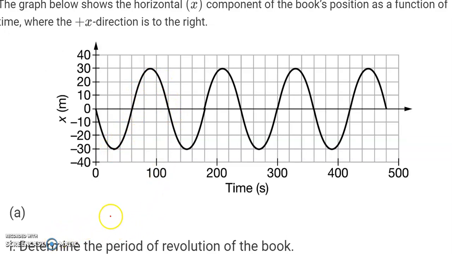So to determine the period of revolution of the book, or how long it takes to get back to the same spot, to complete one revolution: from here to here, that is one revolution. And it looks like this is 100 seconds right here. There are 1, 2, 3, 4, 5 equally spaced lines here, so this must be 120. Okay, so the period, T, is 120 seconds.